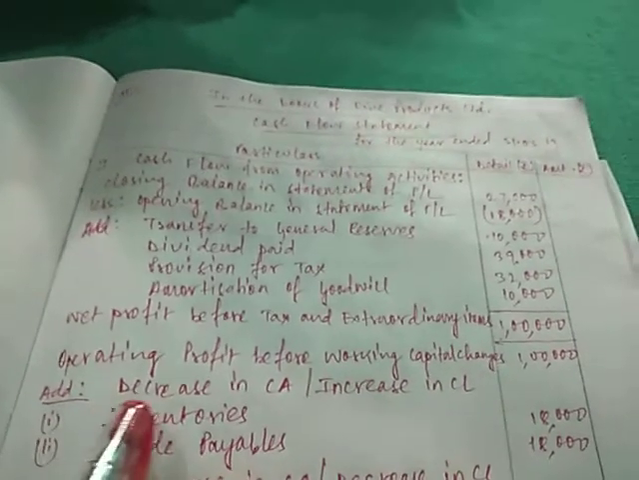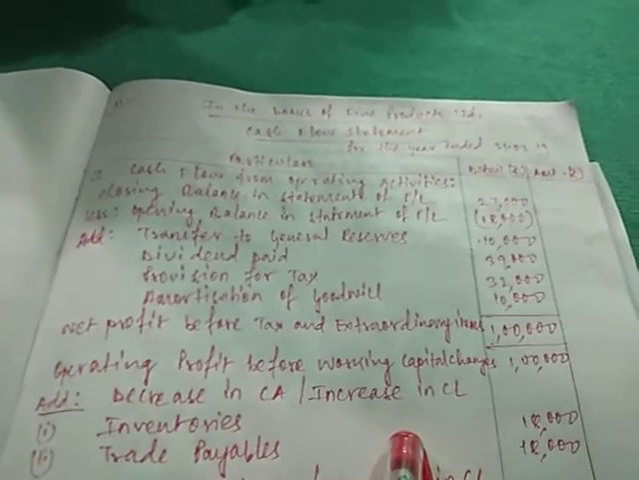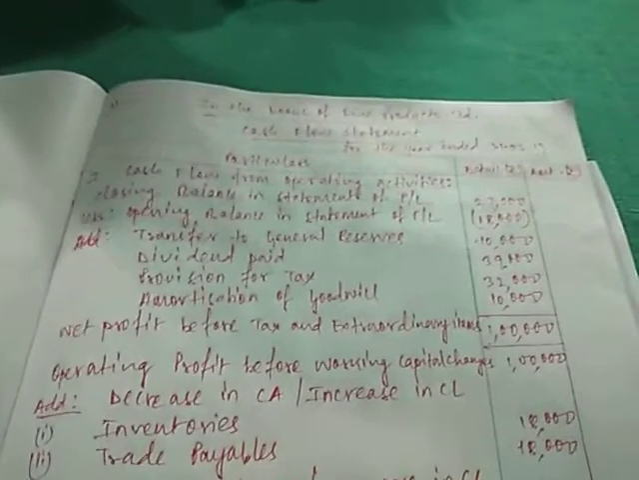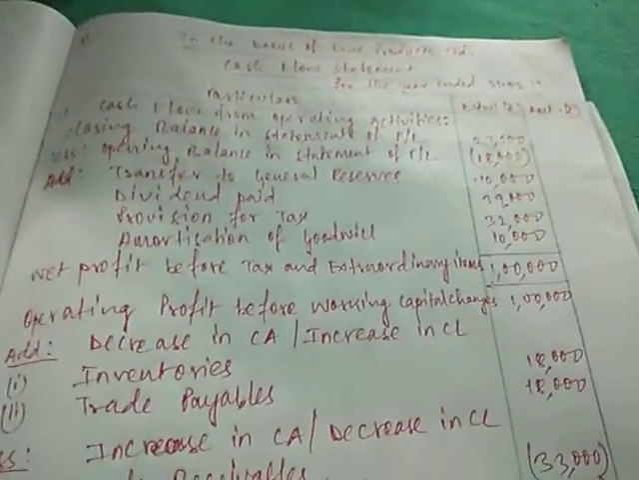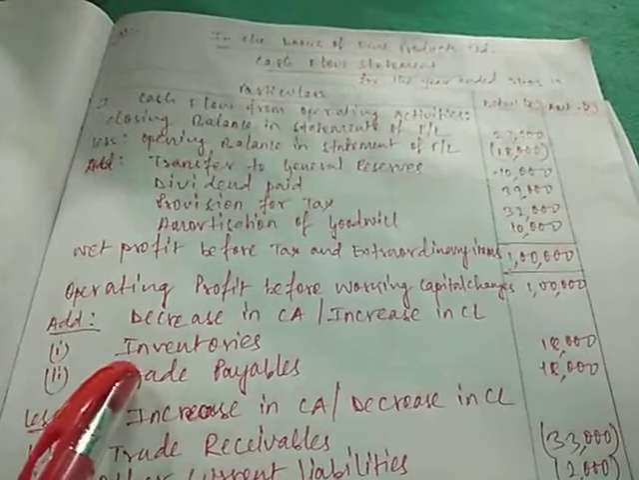Here you will add decrease in current assets and increase in current liabilities. As you know, this also told in the previous videos and in the class during operating activities. Inventories, that is 18,000. Let us check how inventories 18,000 came here.